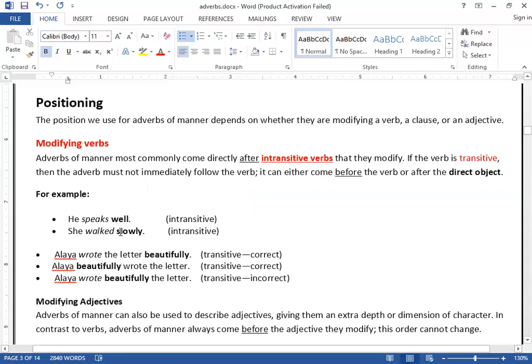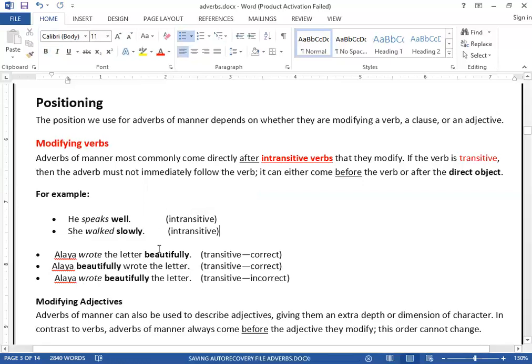She walked. What type of verb is this? Intransitive verb, because we do not have any object here. Do you see any object? No, there is no object. So we say what? She walked. How? Slowly. So slowly is used directly after an intransitive verb. Clear? You cannot use it in this way.